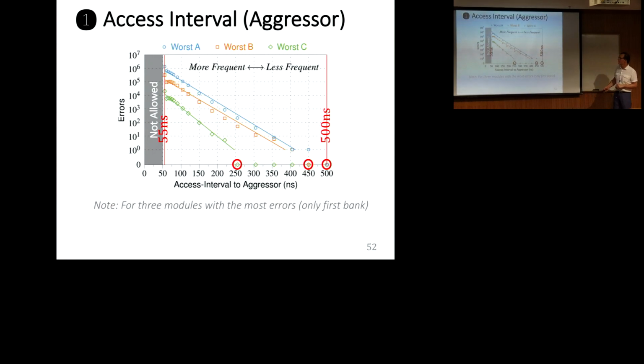So if you want to get rid of all of the errors, this is one method, not necessarily a great method. Increase the access interval to consecutive accesses to the same row up to 500 nanoseconds. Yeah, it gets rid of all of the errors that we've seen if you do that.